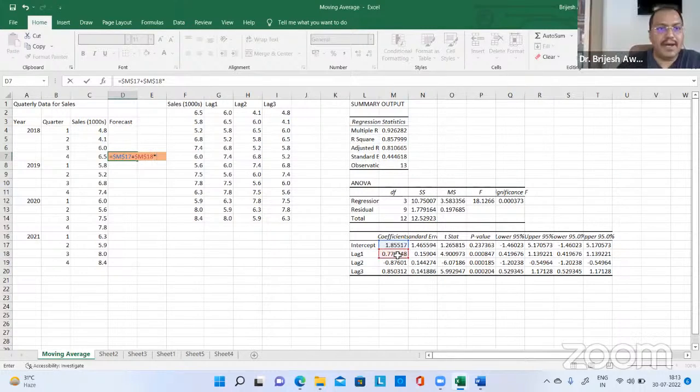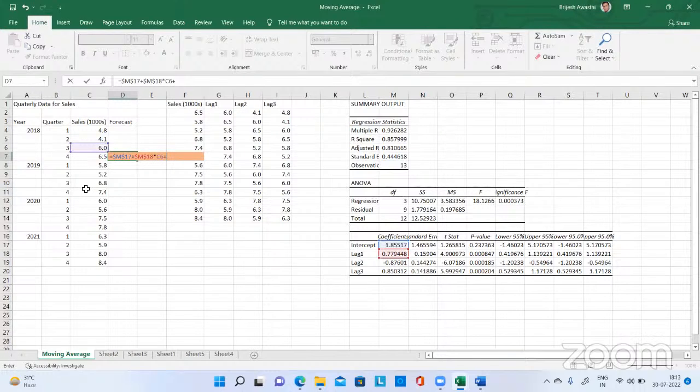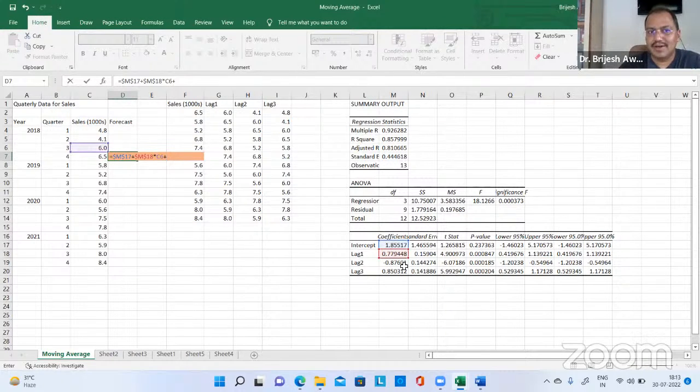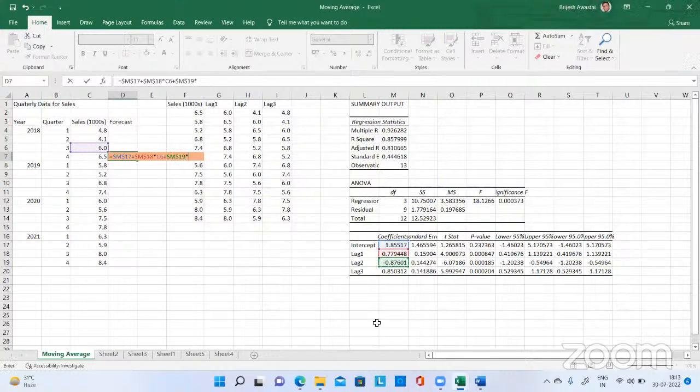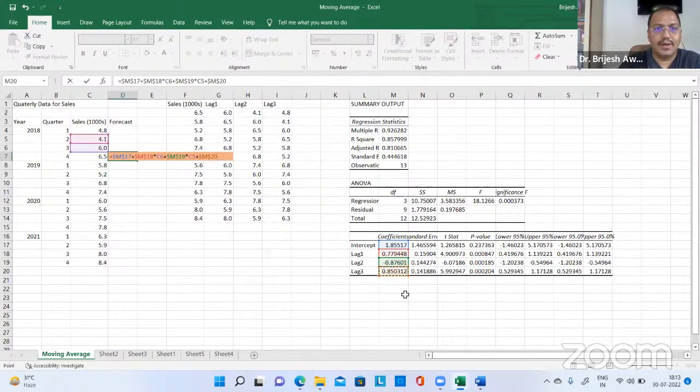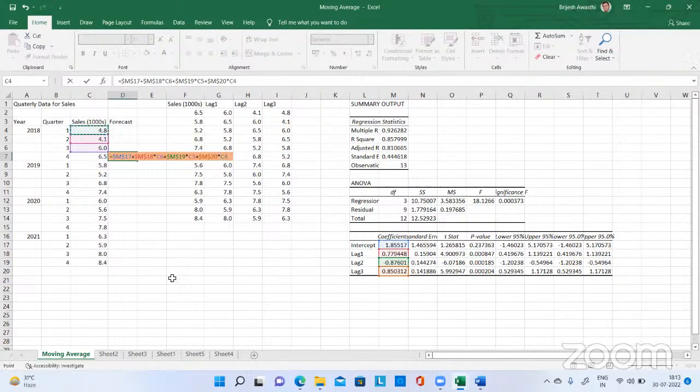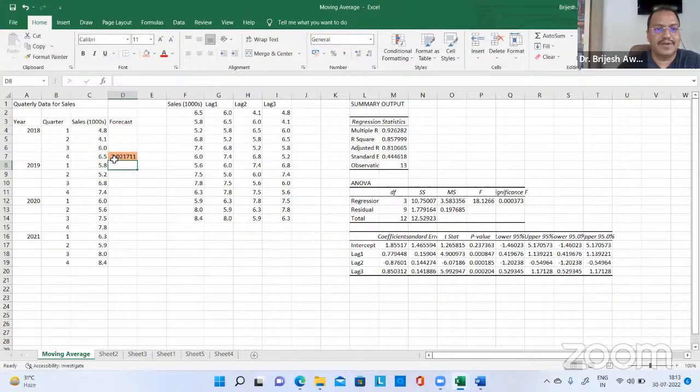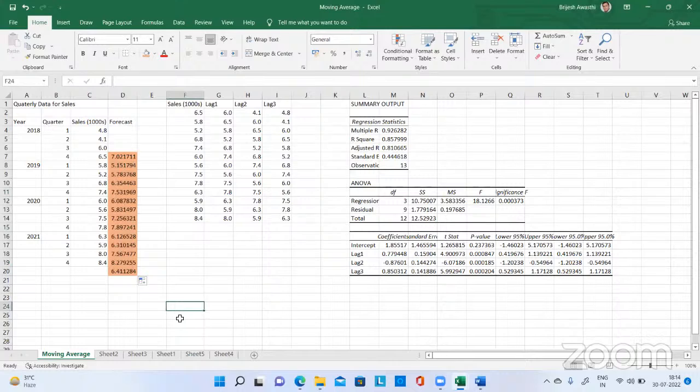Multiplied by lag 1, this one. Plus, lag 2 is the next number. The coefficient of lag 2 multiplied by lag 2, this one. Plus the coefficient of lag 3 multiplied by lag 3. Just enter and just drag it. Got it? Yes.